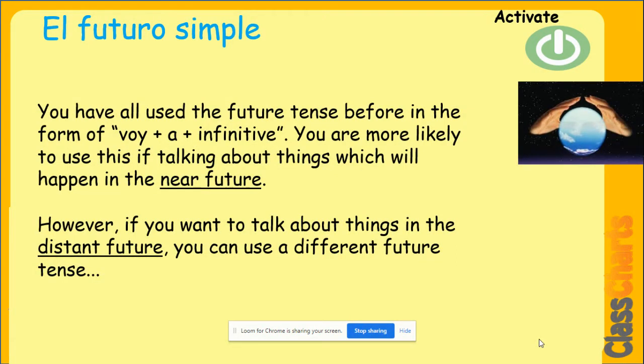Okay. We have all learned how to use the near future previously, okay? So you've all used the future tense before in the form of voy a plus infinitive, which means I am going to plus the action, okay? You will be more likely to use this if you're talking about things which will happen in the near future, yeah? However, if you want to talk about things in the distant future, your plans for the future, you can use a different future tense, which is the simple future, okay?